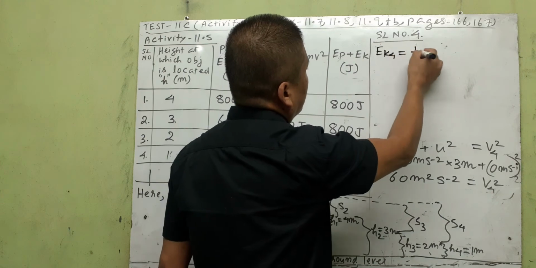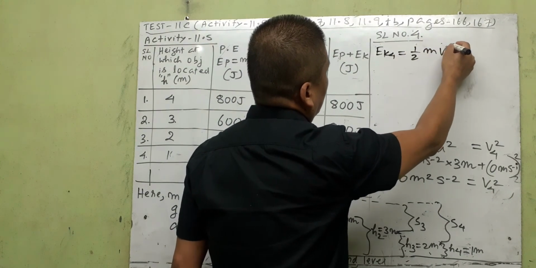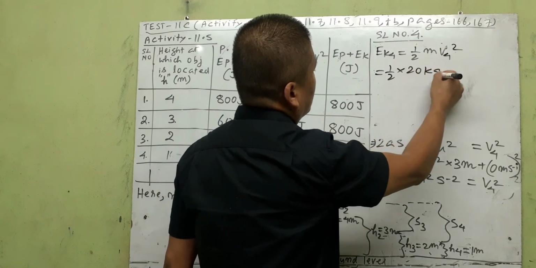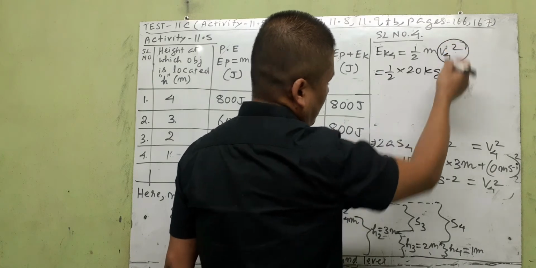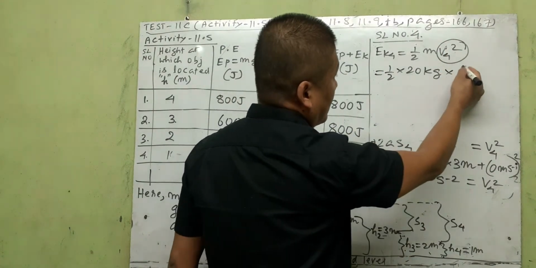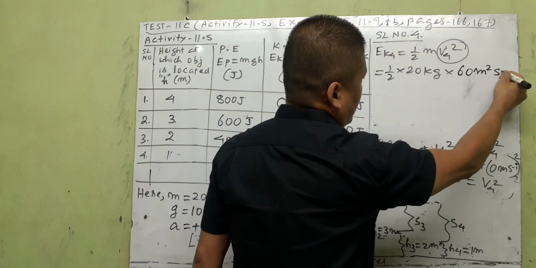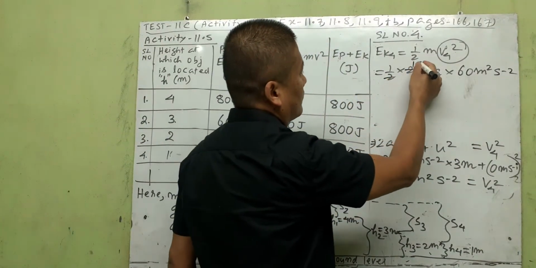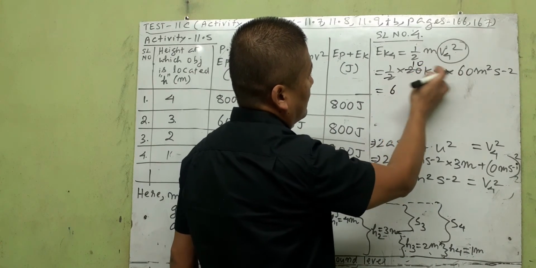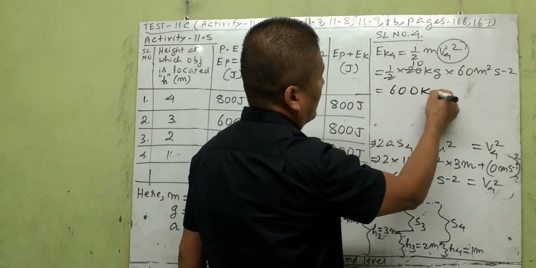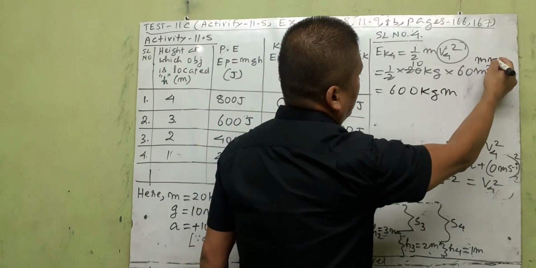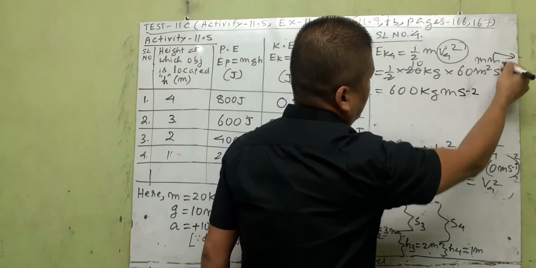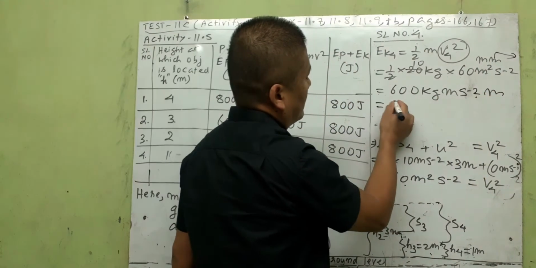EK4 will be half into MV4 square. So this is half into M, which is 20 kg, into V4 square. Already arranged for us, V4 square is 60 meter square per second square. So we can cancel this if you want. 2 times 10 are 20. So 600 kg. This meter double, you can make it meter square, and meter, only one you take per second square, and take the meter back here. Then you're going to get 600.